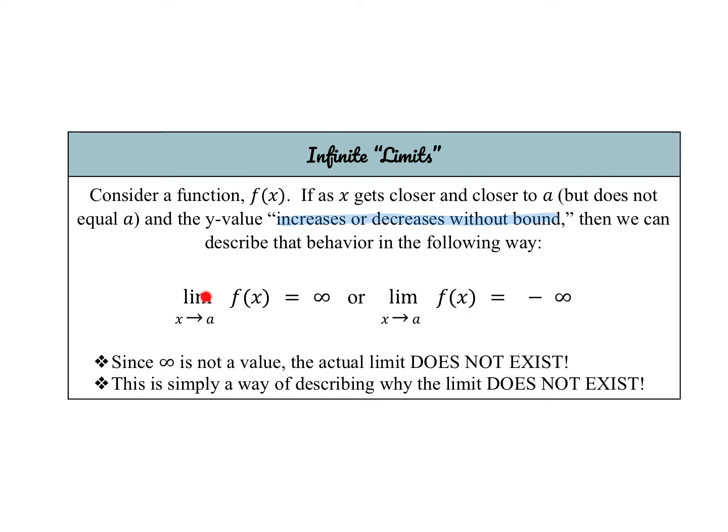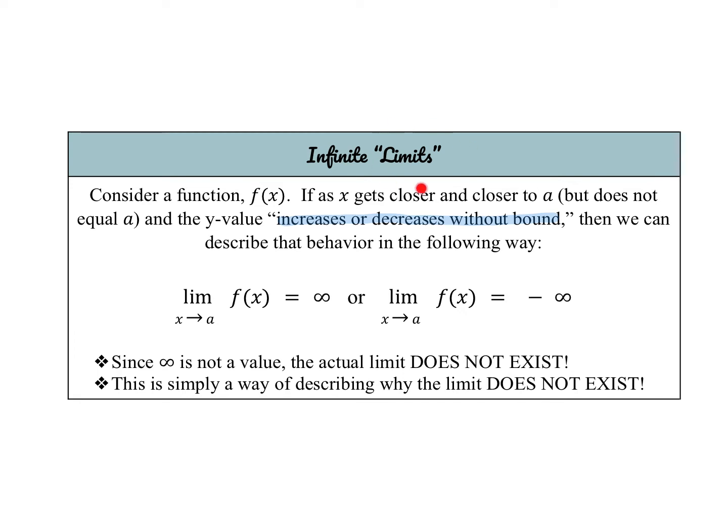We can say the limit as x approaches a of f of x equals positive infinity, so that would be increasing without bound, or we could say the limit as x approaches a of f of x equals negative infinity, so that would be decreasing without bound, so going down and down forever.